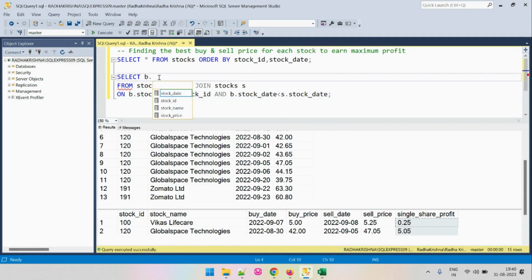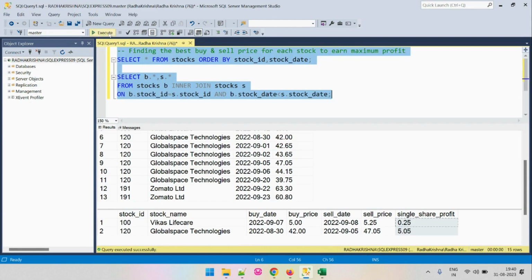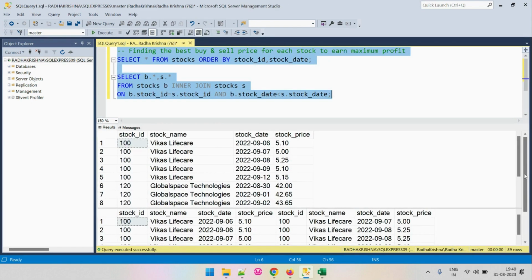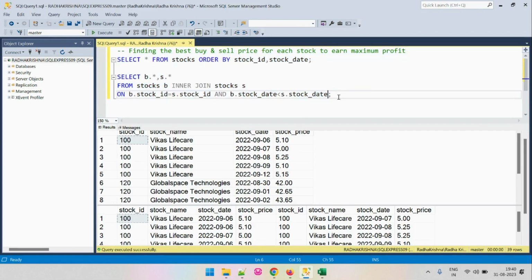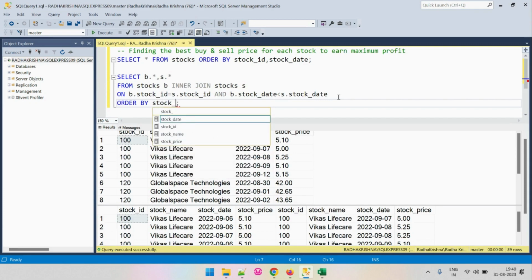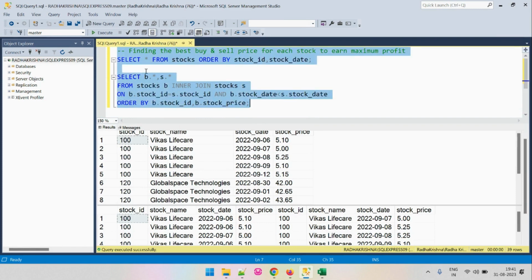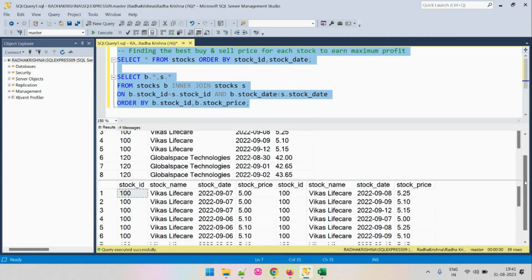For now, let's fetch all the columns. Later on, we will look for the particular columns. So we have mentioned all the columns from the buy table and all the columns from the sell table. Let's run this and see the output. So this is the output we have. One more thing we will do is sort the data so that it is easier to visualize. So we will sort on the buy stock ID and the buy date columns. Let's see the data now.